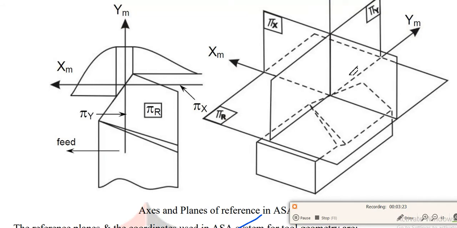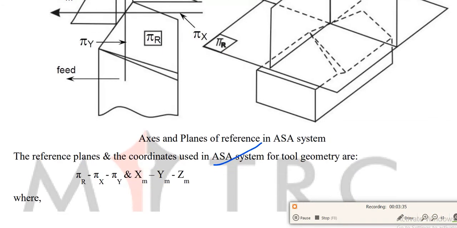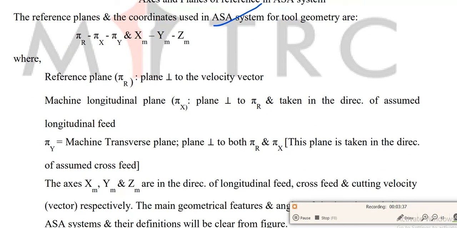If you would like to visualize it in the 3D coordinate system, you can easily compare with or understand it from this figure. Moving further, we can see that pi r is the plane that will be perpendicular to the velocity vector.